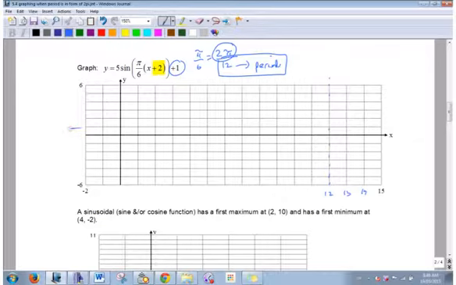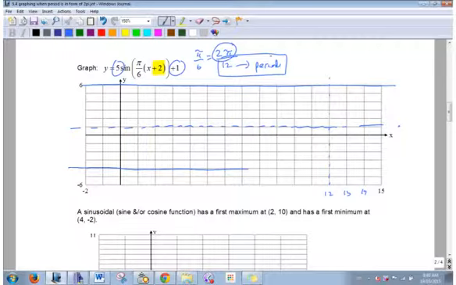Number 1, right there. It's got an amplitude of 5. 1, 2, 3, 4 goes right up to the top. And 1, 2, 3, 4, 5 below it. Okay? It's the upper and lower levels, the boundaries of this wave.